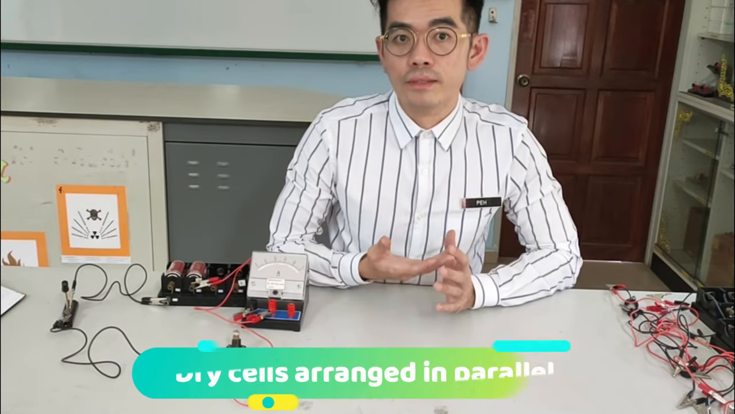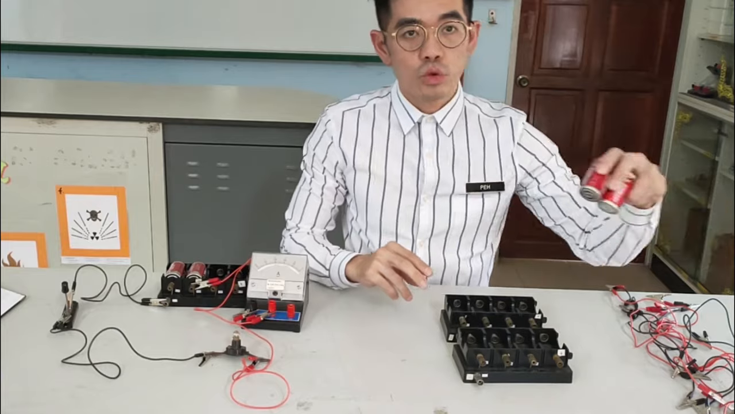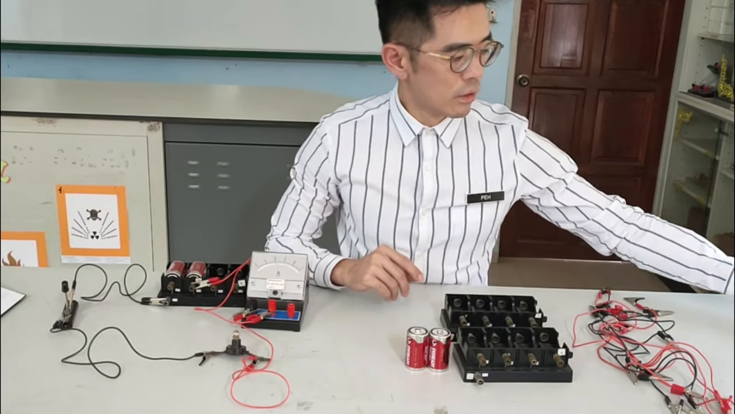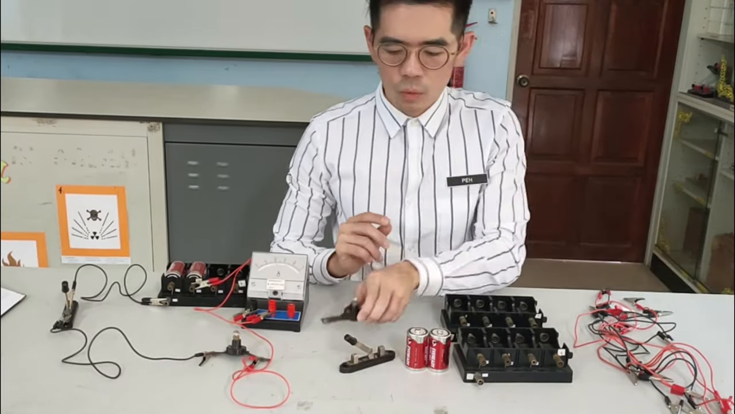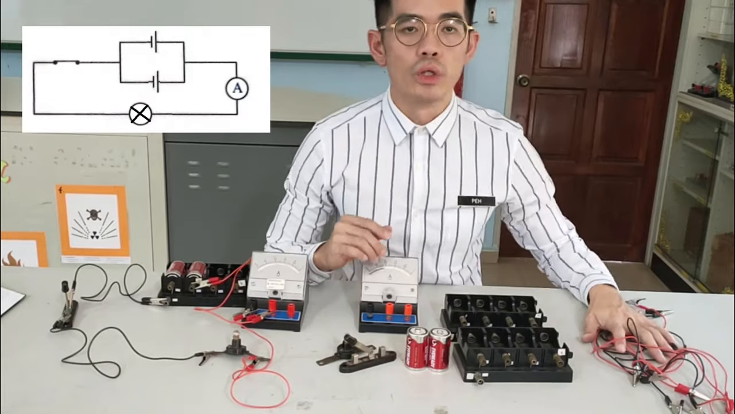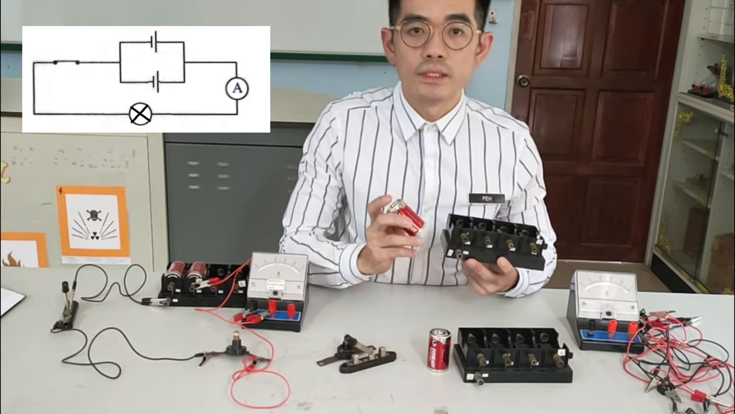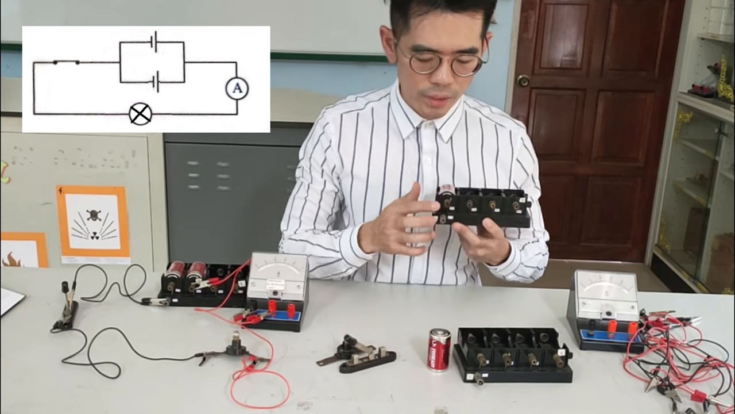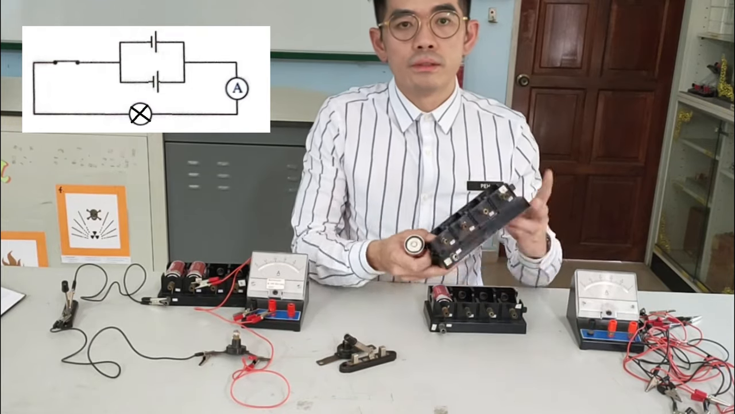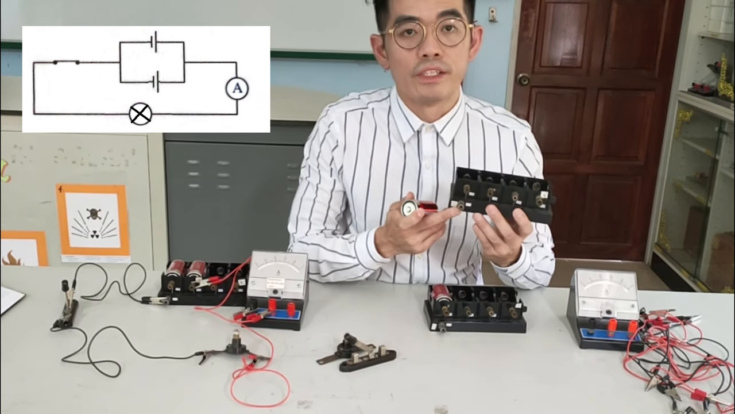For dry cells arranged in parallel, we need two dry cell batteries, which are the constant variable for this experiment, wires with connectors, one switch, one bulb together with a bulb holder, and also the ammeter. Again, arrange your apparatus according to the diagram. Firstly, insert your battery with the negative terminal in the first dry cell holder. Another battery will be inserted into another dry cell holder, again negative terminal first.